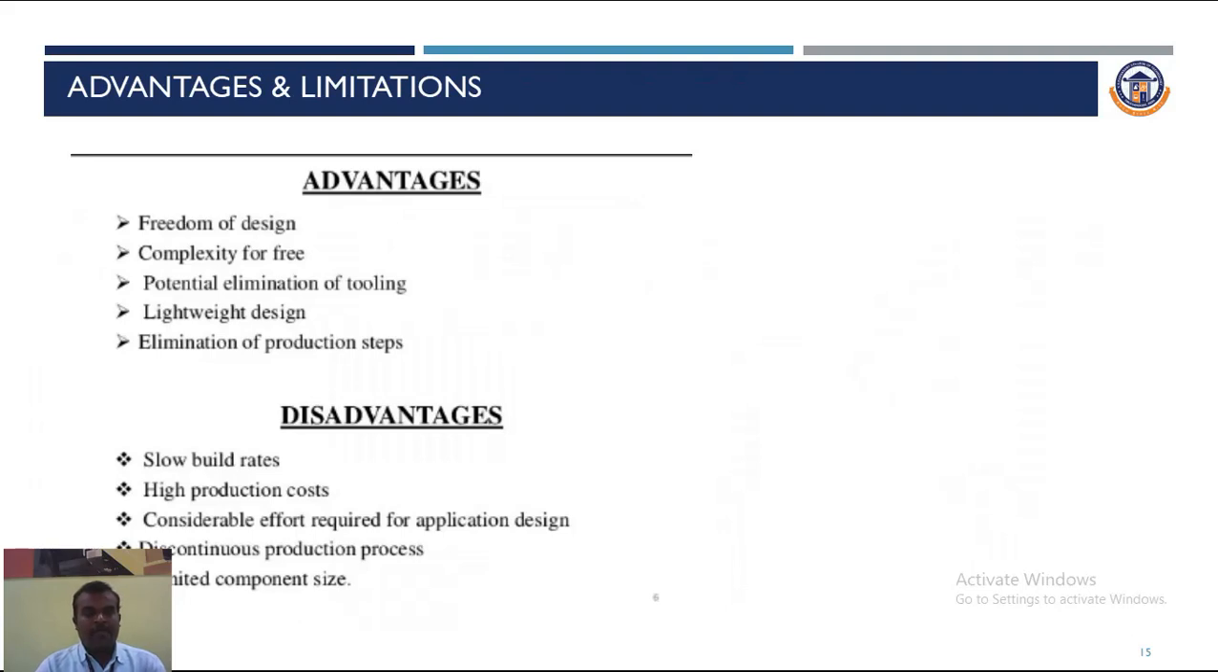That means if we have to print a component, such as a small cube of 10 centimeter by 10 centimeter, it will take a large amount of time, around 1 day to complete it. So that is the slow build rate and high production cost. So it is not suitable for the production process. The production is slow and the cost will also increase.